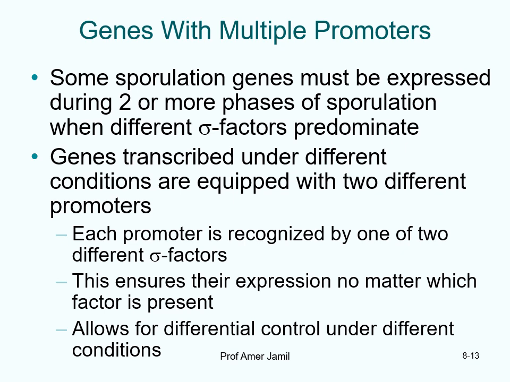Apart from this, there are certain genes with multiple promoters, and some sporulation genes must be expressed during two or more phases of sporulation when different sigma factors predominate. So genes which are transcribed under different conditions are equipped with two different promoters. Each promoter is recognized by one of the different sigma factors, which ensures their expression no matter which factor is present, and it allows for differential control under different conditions.